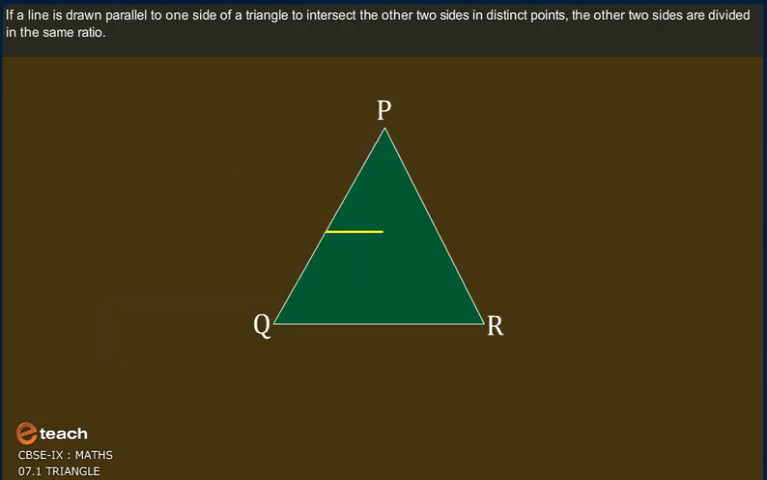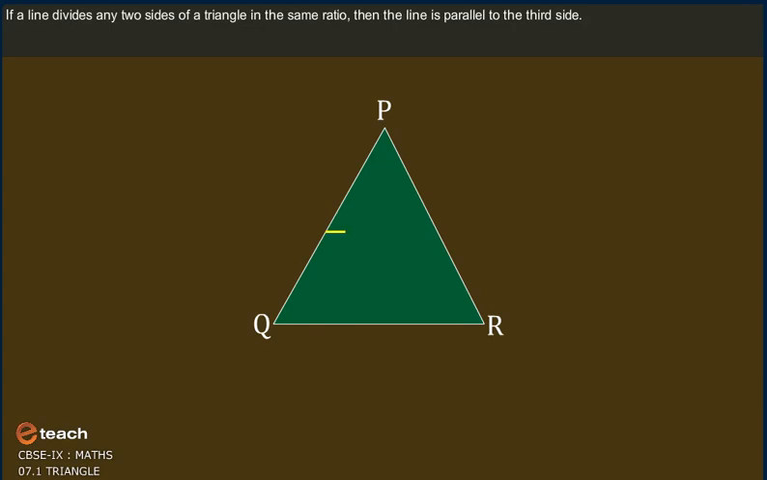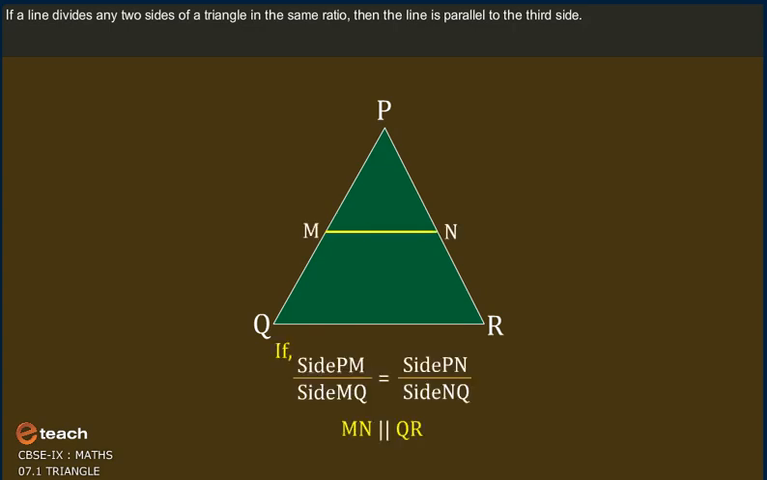If a line is drawn parallel to one side of a triangle to intersect the other two sides in distinct points, the other two sides are divided in the same ratio. If a line divides any two sides of a triangle in the same ratio, then the line is parallel to the third side.